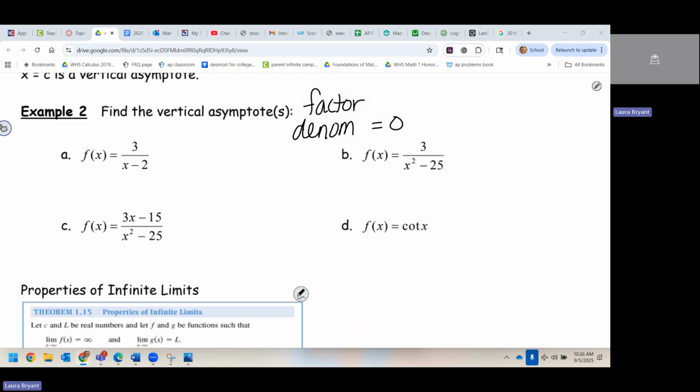Okay, example 2A, find the vertical asymptotes. This does not factor, so I don't have to do that first step. Take the denominator equal to 0, and that tells me the vertical asymptote is at 2. On letter B, the denominator does factor, but the numerator does not. Question? Yep. And so I put each of those factors equal to 0.